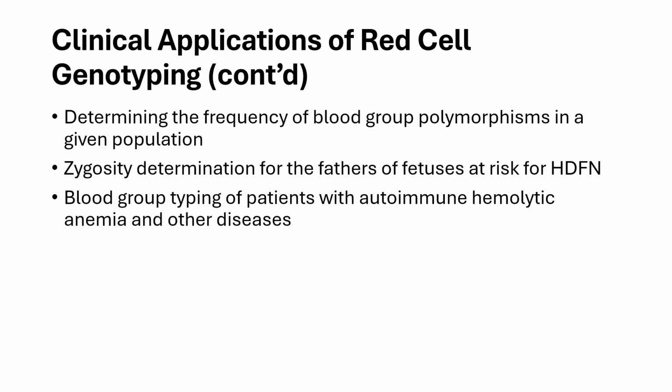You can also use it for blood group typing of patients with autoimmune hemolytic anemia and or other diseases. So in patients with conditions like autoimmune hemolytic anemia, serological blood typing can be complicated by the presence of autoantibodies that can interfere with antigen detection on red blood cells. So molecular typing can bypass these serological issues by directly analyzing DNA, providing accurate blood group information that is needed for transfusion decisions.